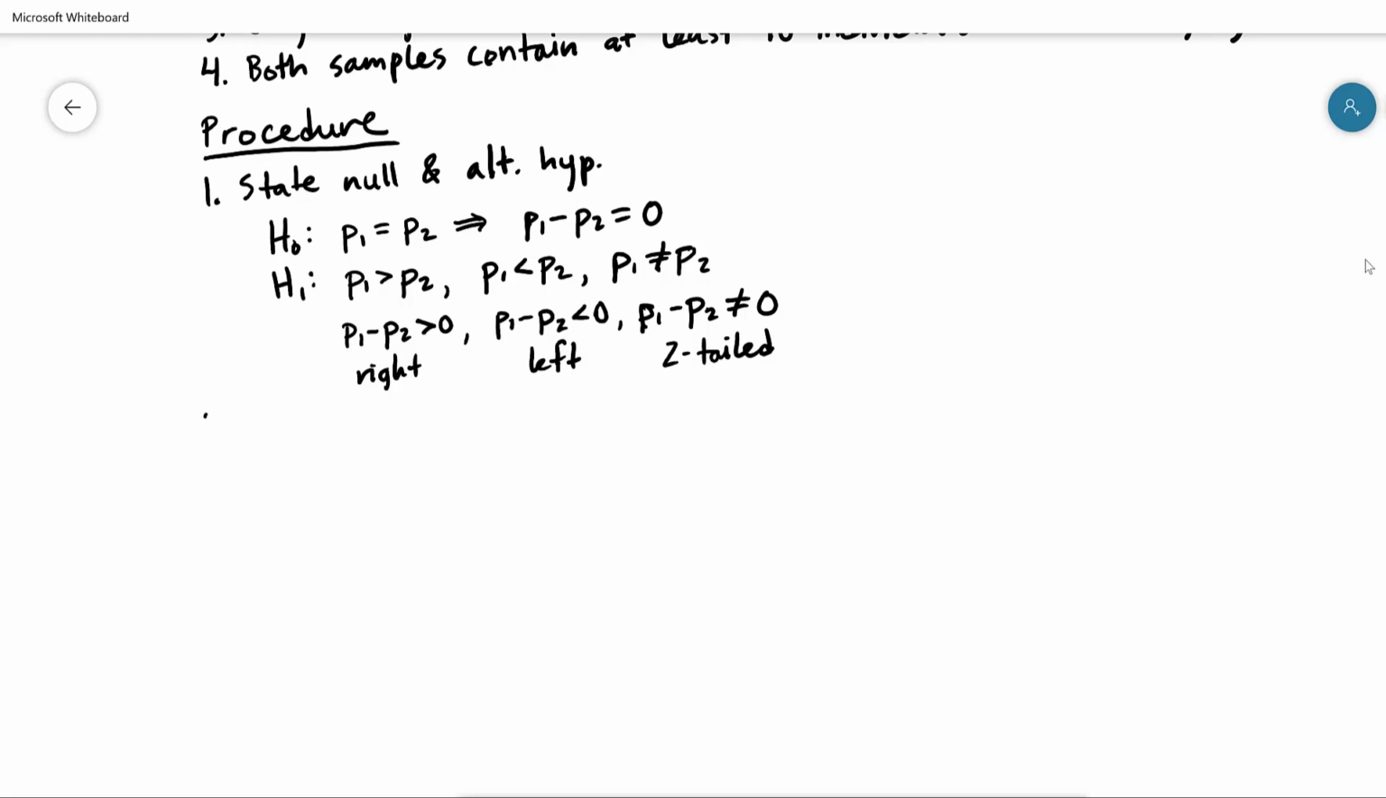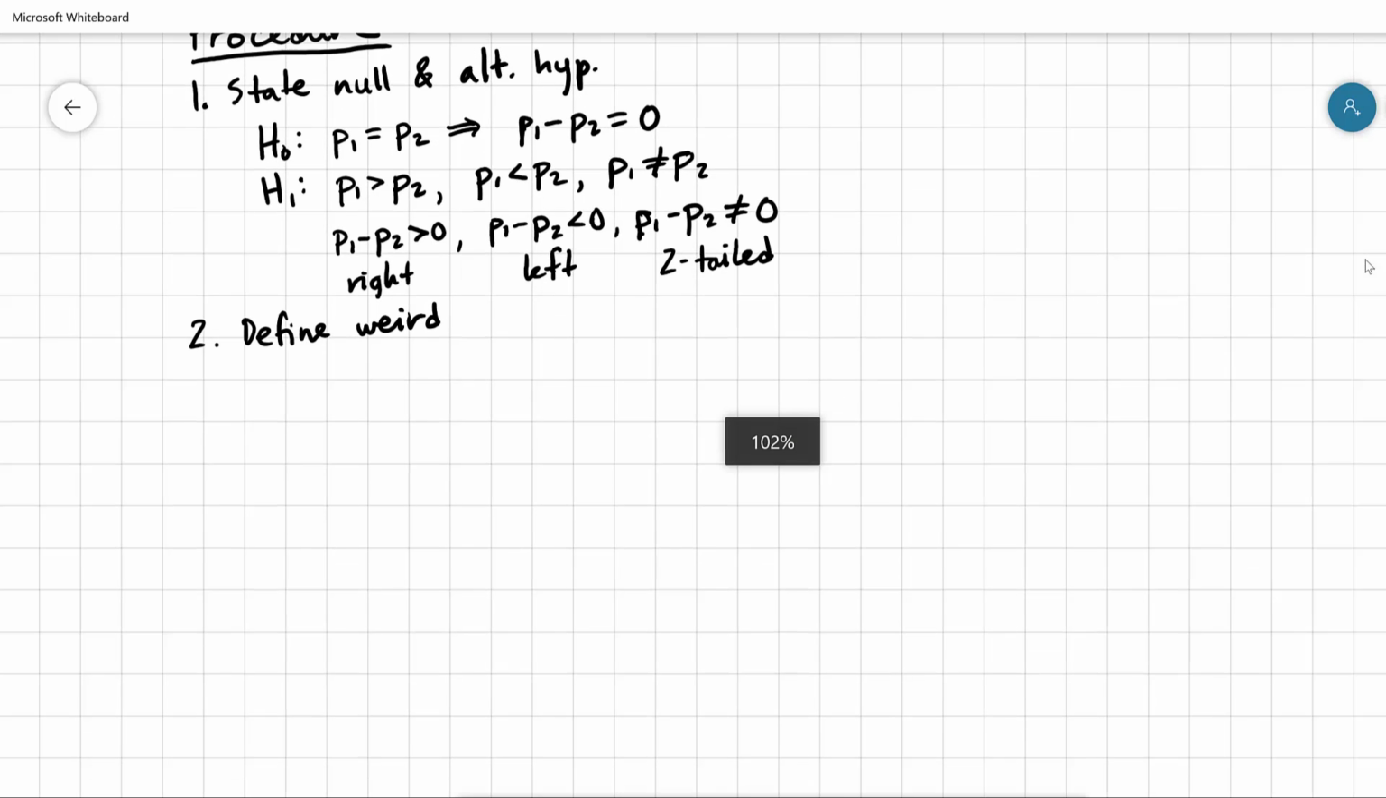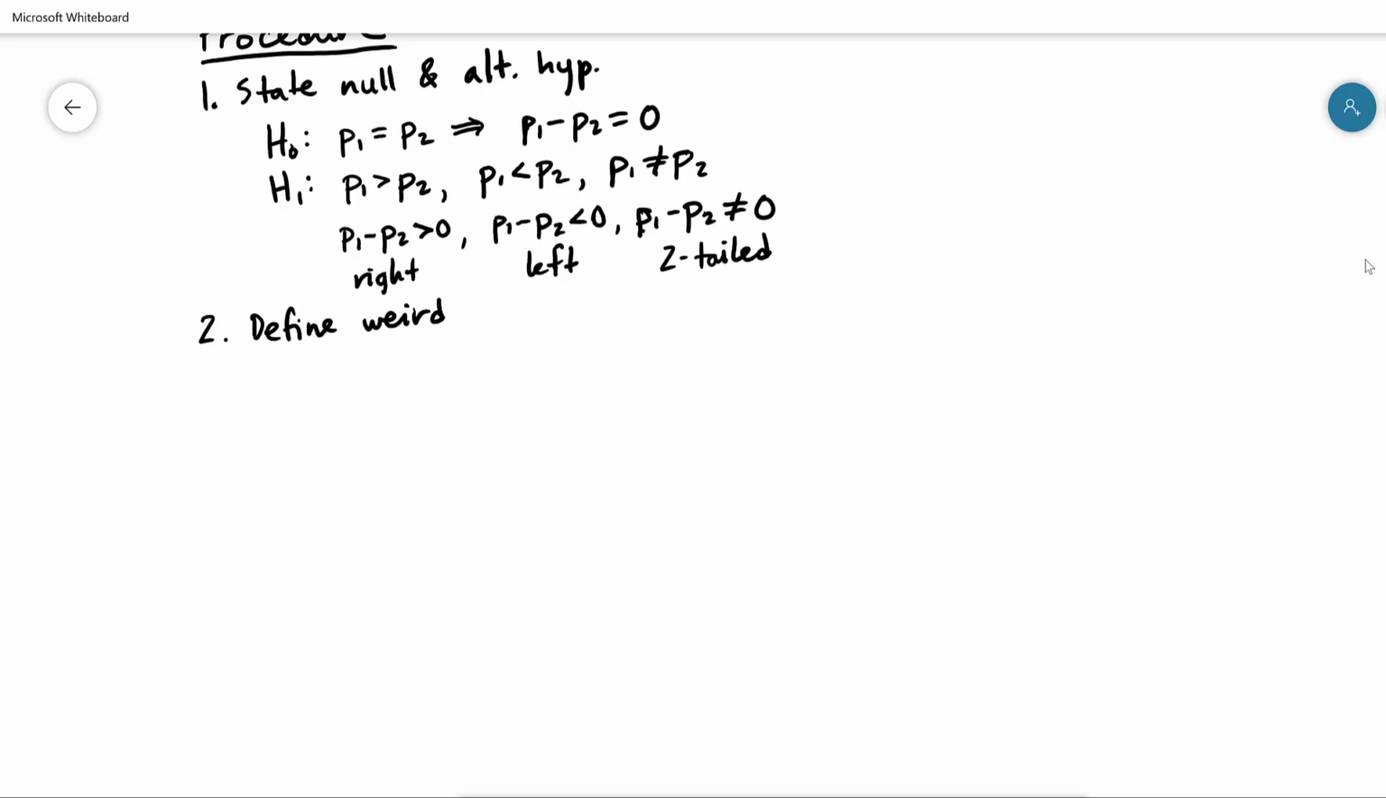The second step is where we are going to define what we consider weird. And again, depending on the approach that we take, we're going to do this the exact same way that we've been doing this. So if we're doing the p-value method, we just need to give the significance level, which is alpha. And if we're doing the critical value method, we need to actually find the critical value. And all we need to remember is that in the case where we're dealing with a population proportion, our critical value is going to be a z-score, not a t-score.